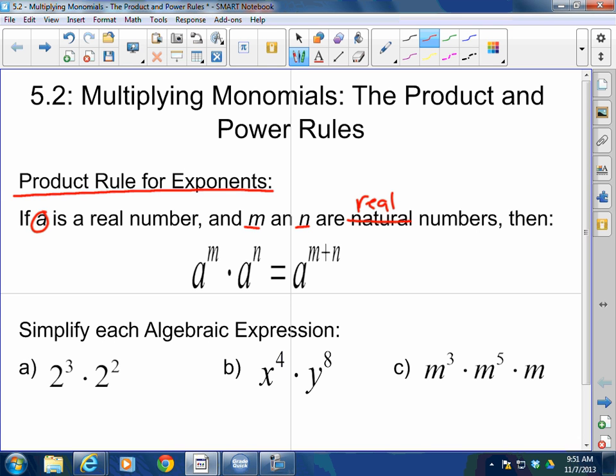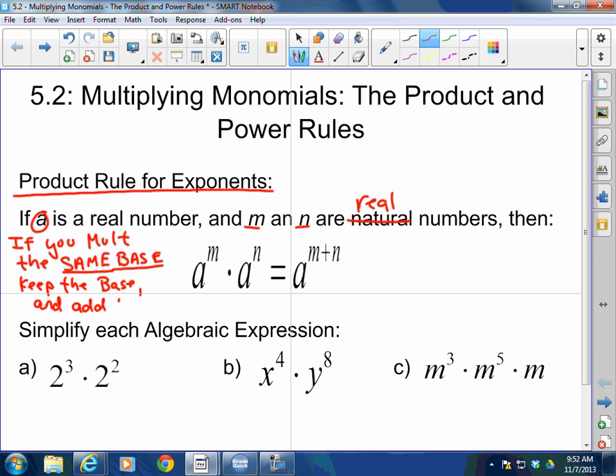So, if A is a real number and M and N are real numbers, then A to the M times A to the N is A to the M plus N. What does that mean in English? It means the following: if you multiply the same base, keep the base and add the exponents. That's it. Literally.